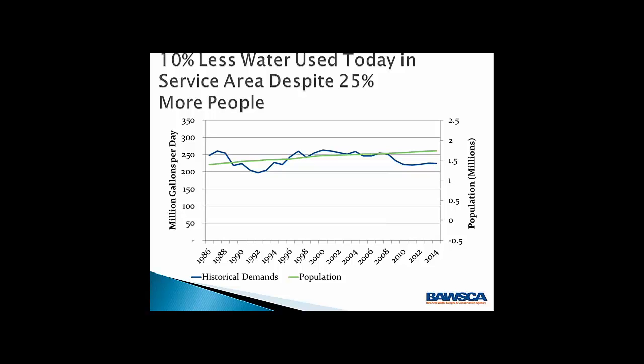But overall, we are using 10% less water today in our service area, despite the fact that our population has grown by 25% since 1986. And I will tell you that these are actually pre-drought numbers. Our numbers for the past year and a half, with all of the extraordinary conservation efforts that have been taken by all of you, are even lower than this. Next slide.